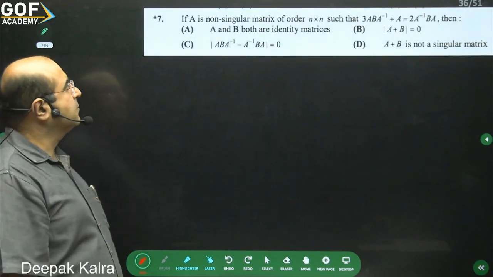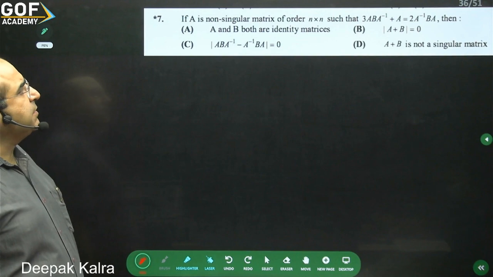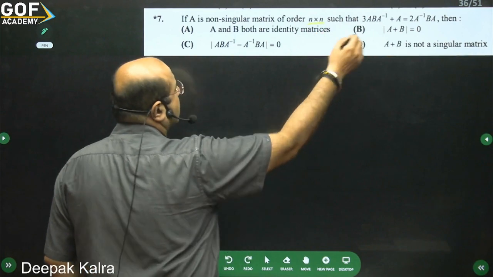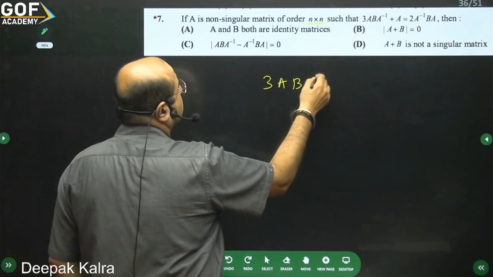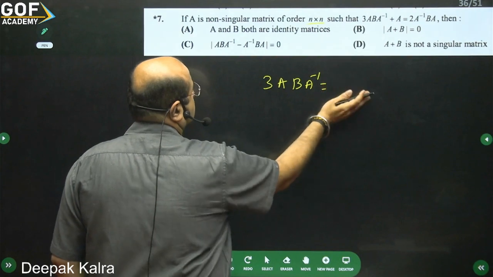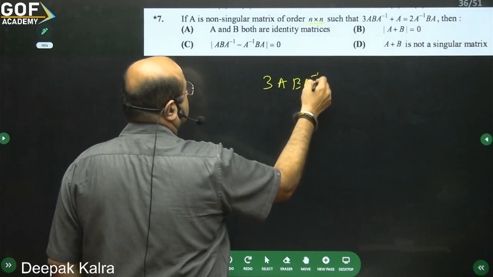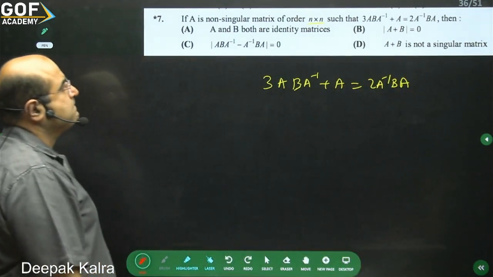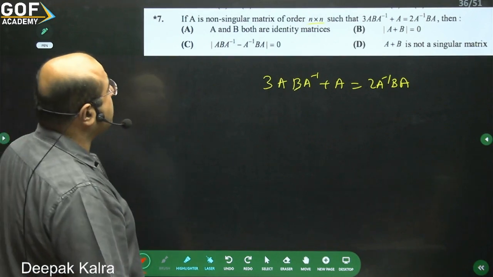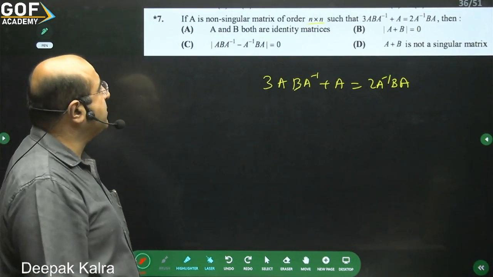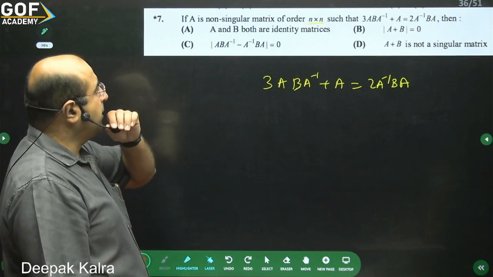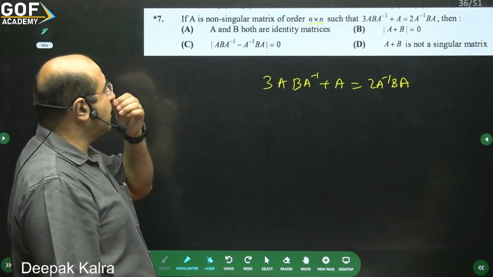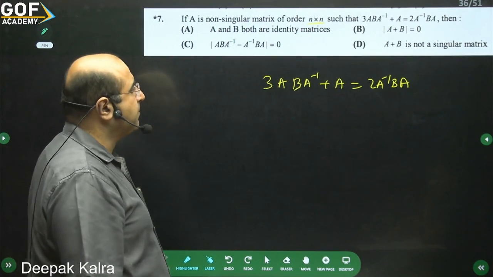Seventh question. A is a non-singular matrix of order n cross n. 3 times A B A inverse plus A equals 2 A inverse B A. Then A and B are identity matrix. The determinant of A plus B is 0. A plus B is non-singular, that you have to check. A is a non-singular matrix, but nothing is told about B.